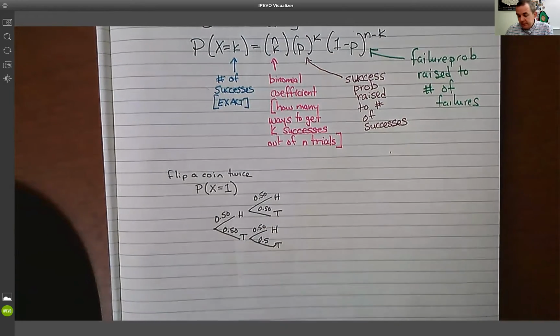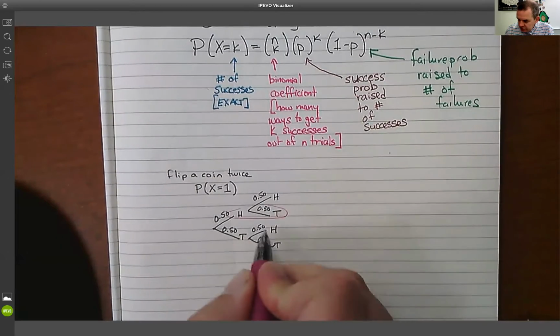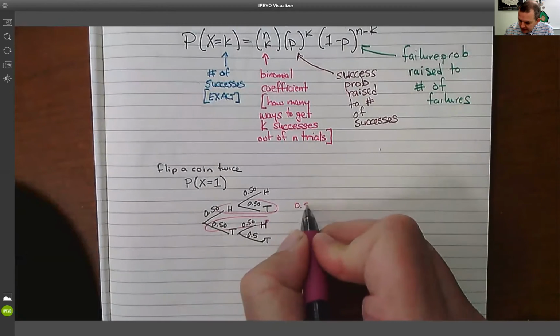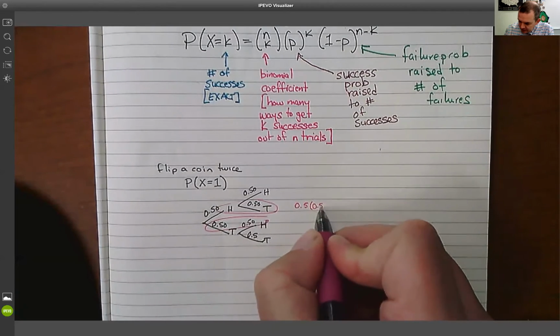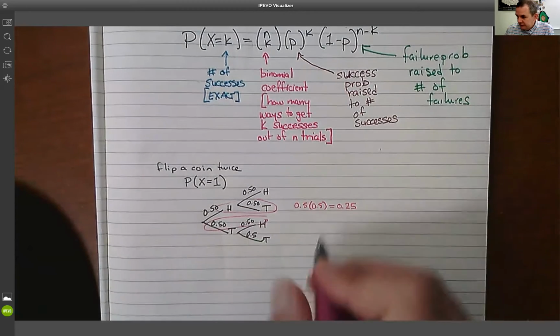And probability of success stays the same at 0.5. Well, in this case, what we'd want to do is look at these two probability rolls. And the way it would be is we would do 0.5 times 0.5. So that would tell us the chances of getting heads-tails is 0.25.